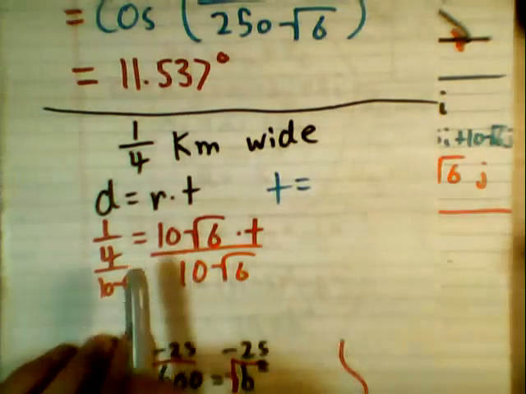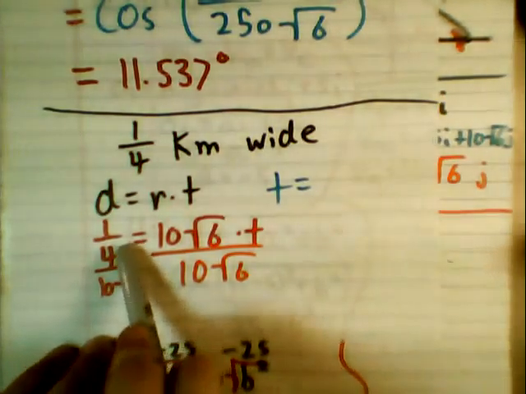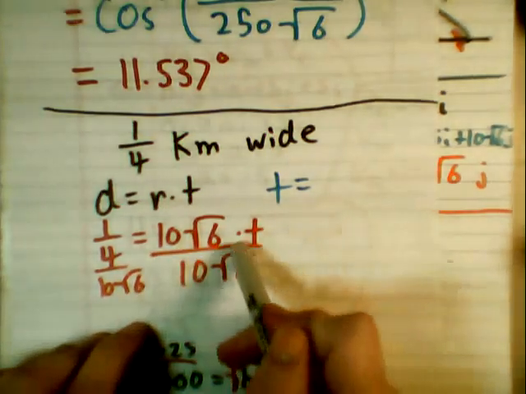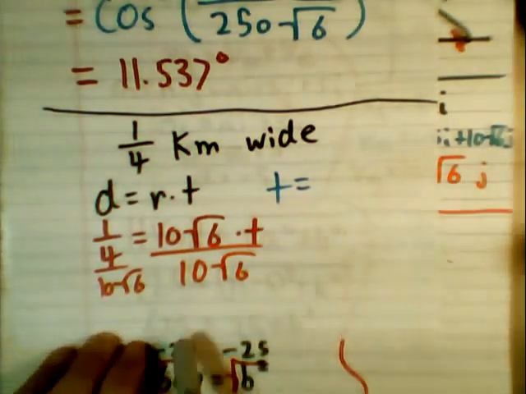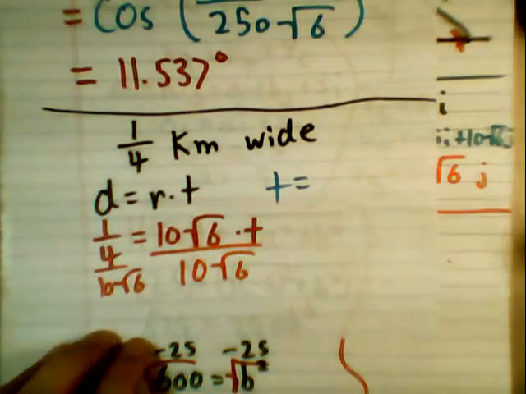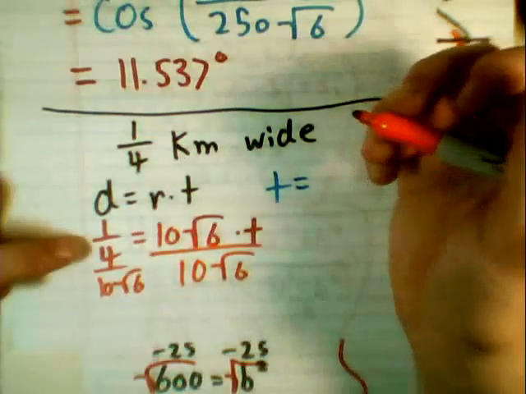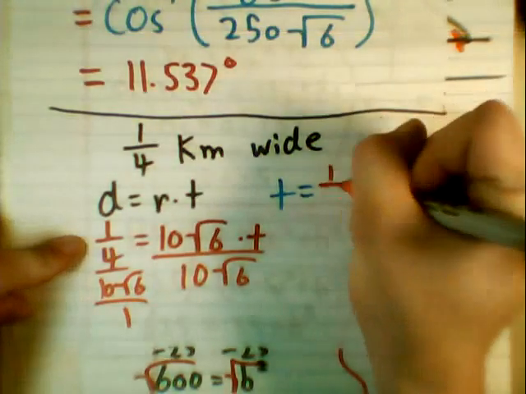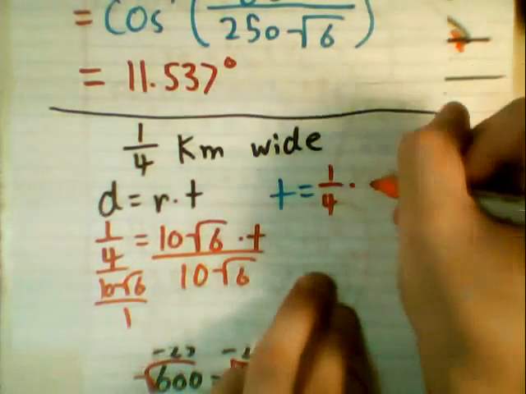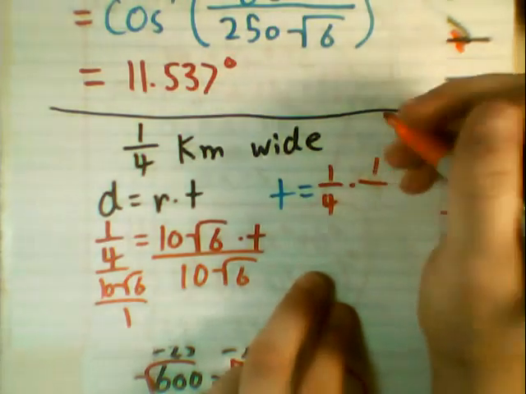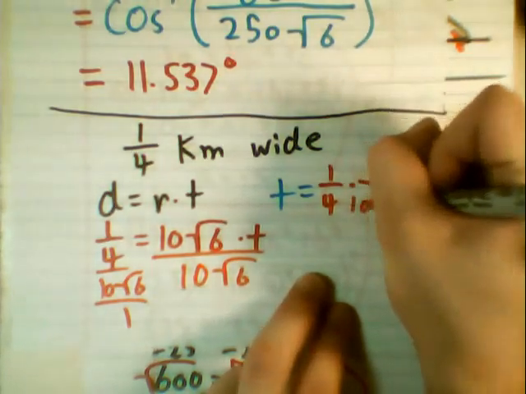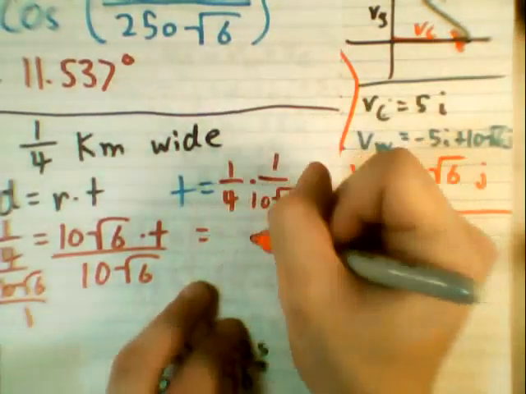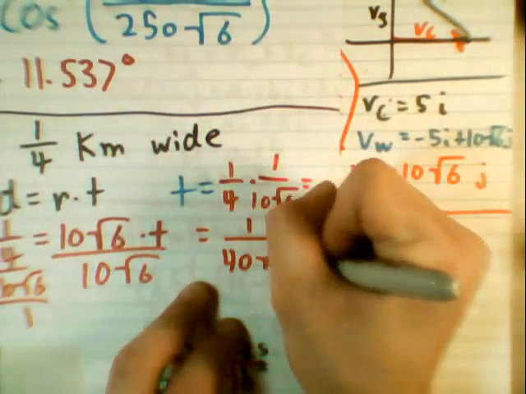Okay, so 1/4 was how wide the river is. 10 square root of 6 is the rate that we had on VG, and it's multiplied by time, so we're solving for t. So we divided 10 square root of 6 over, and that means that when dividing fractions, don't ask why, flip the second number and multiply, we then get 1/4 times 1/10 square root of 6. We multiply across, and we get 1/40 square root of 6.